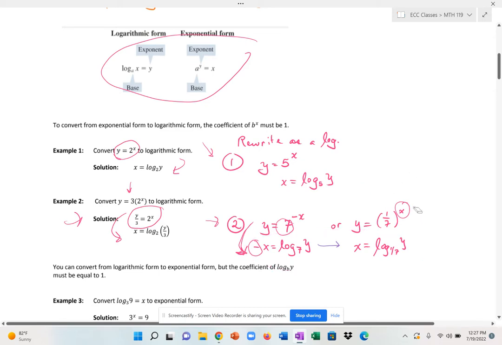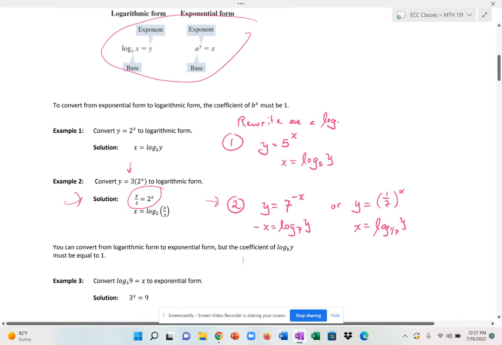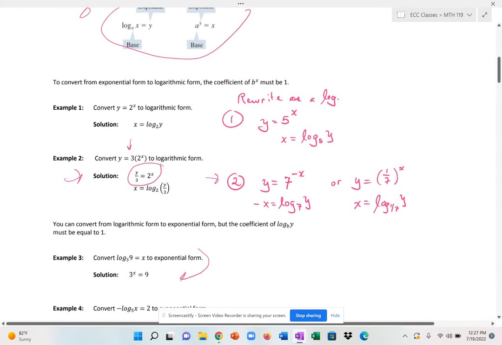In these next few examples, we're going to go in the other direction. I'll give you a logarithmic expression or equation, and we want to write it as an exponential equation. In number 3, I have log base 3 of 9 equals x. Using this definition, that is now written in exponential form as 3 to the x equals 9. We were just being asked to convert. We're not being asked to solve for the variable, although we will be doing that in the future.